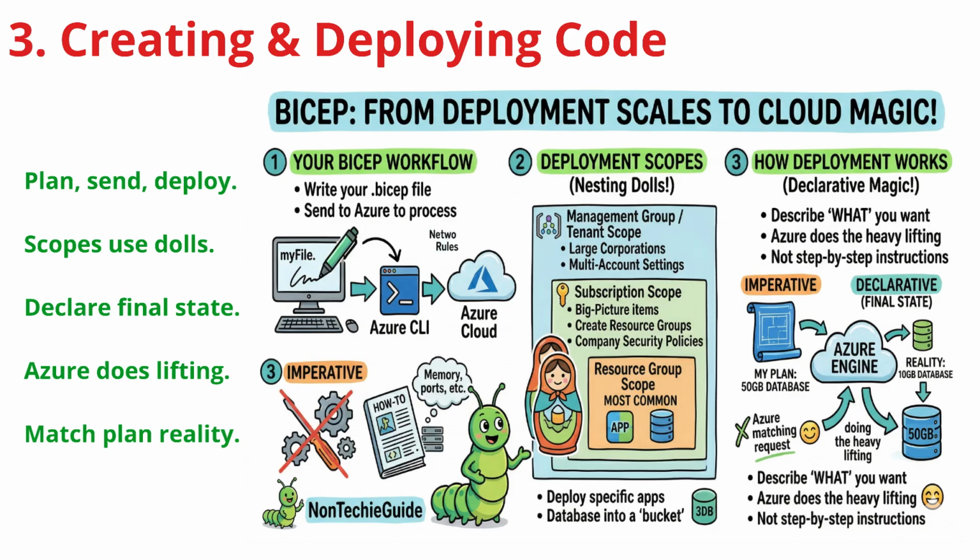Finally, let's see how deployment works. It's all about declarative magic. We forget the old crossed-out imperative way. Instead of sending complex how-to manuals that require a team of stick figures using screwdrivers and worrying about memory, ports, etc., we provide a simple blueprint. We declare on a scroll, "My plan, 50 gigabyte database."